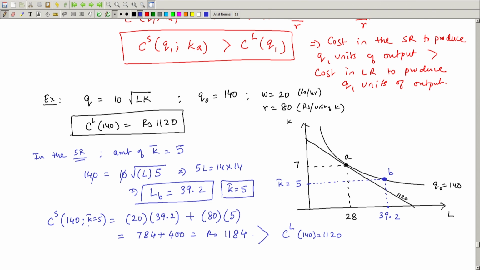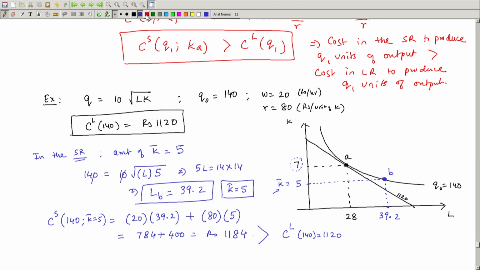So clearly, the fact that you have put a constraint raises the cost. Now, if the capital was equal to 7, then of course I would have chosen the same amount of labor, 28, and in that case my cost in the short run and the long run would have been the same. We will look at those cases separately. Suppose magically I had kept the amount of capital exactly equal to the cost minimizing amount of capital that I had in the long run, then the cost in the short run and the long run both would have been the same. But instead, the amount of capital was fixed at 5, which required me to use 39.2 units of labor, 39.2 labor hours if you prefer, and I ended up with a higher cost.